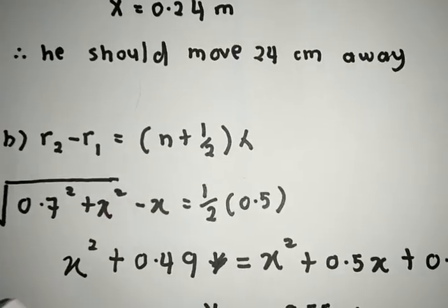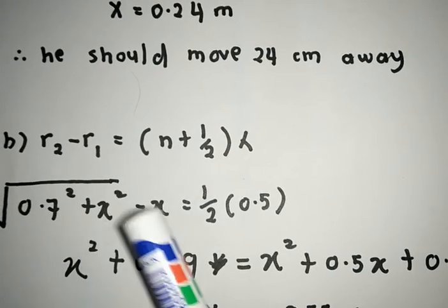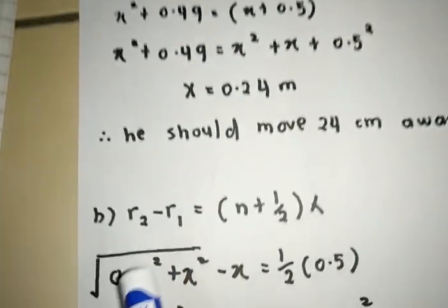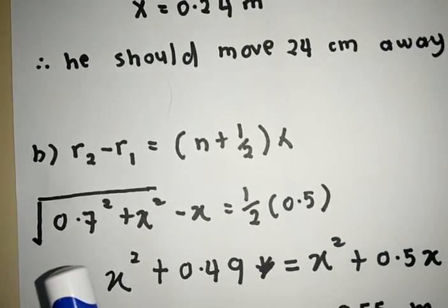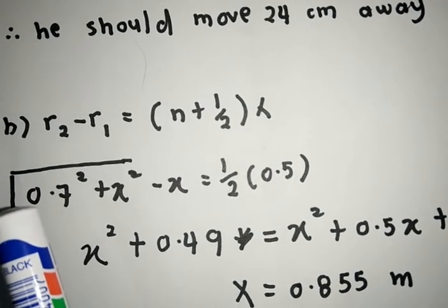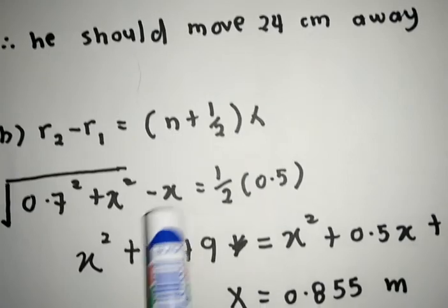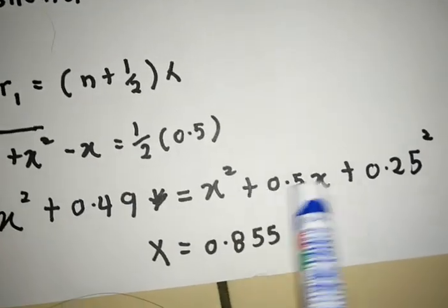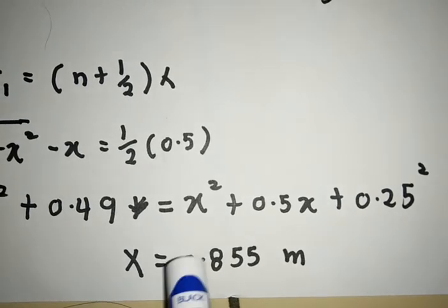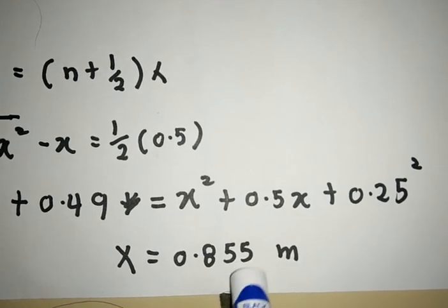0.25 meter. This means that if the distance from the first speaker is x, the hypotenuse is x plus 0.25, and the Pythagorean theorem tells us like this. Then we get x as 0.855 meter.